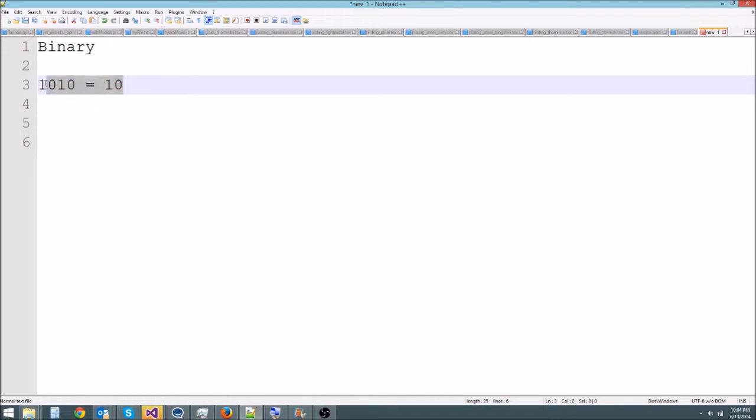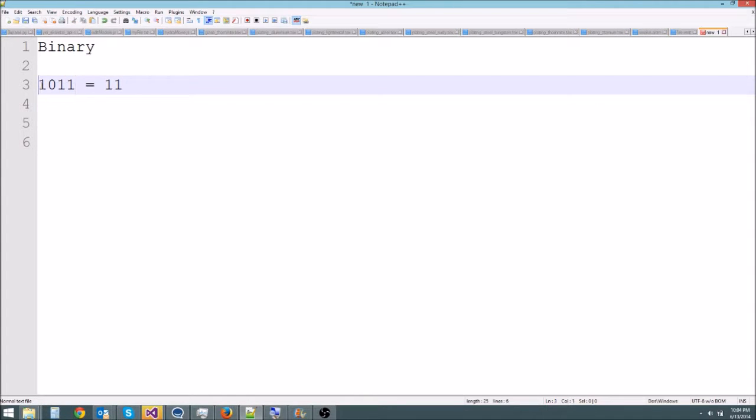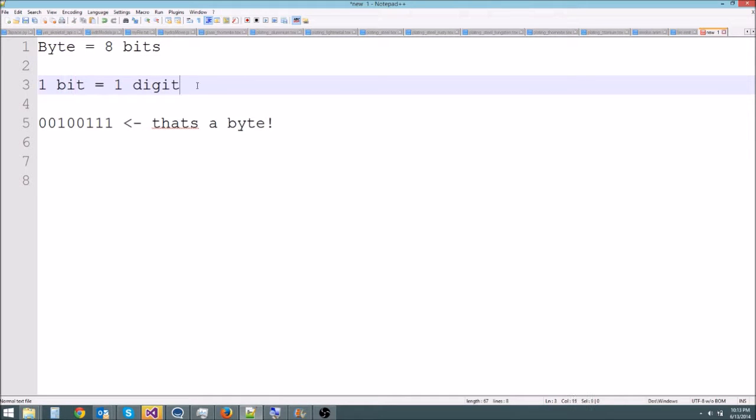It's that easy. If we added a 1 here, this would be the number 11. It's really easy to get the actual values just by doing that math, and you will get used to it, and you can actually learn to count in binary very easily. There's actually a pattern. Now, no doubt you've heard the term byte before. A byte is just 8 bits, and 1 bit is just 1 digit.